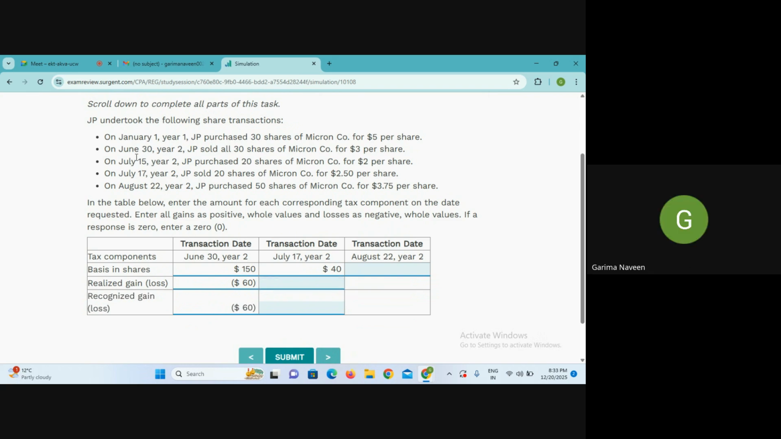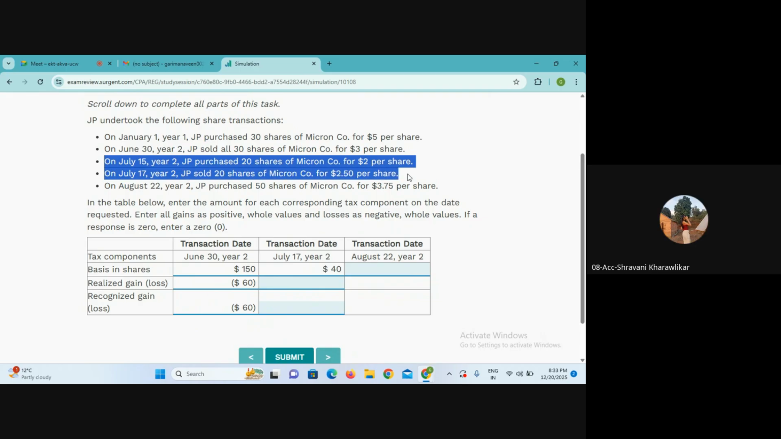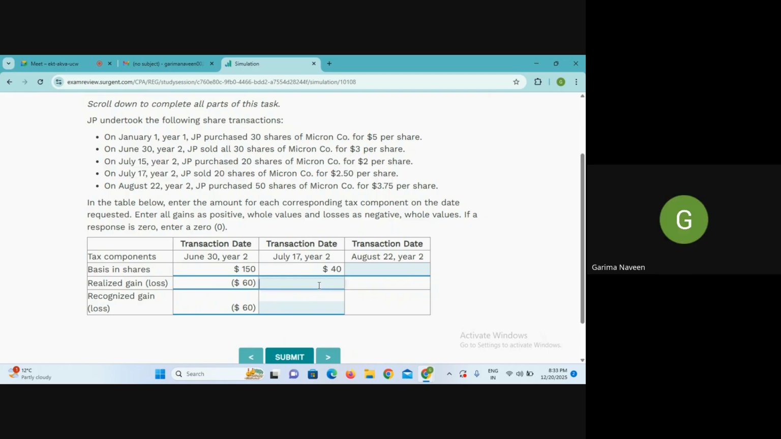Yes. Okay, within 2 days this transaction is occurring, but it will lead to a gain, not losses. Okay, so how much gain will be there? 2.5 into 20 shares. No, sorry, 0.5. Okay, so 10. And how much can be recognized? It's a gain, then 10. Okay.